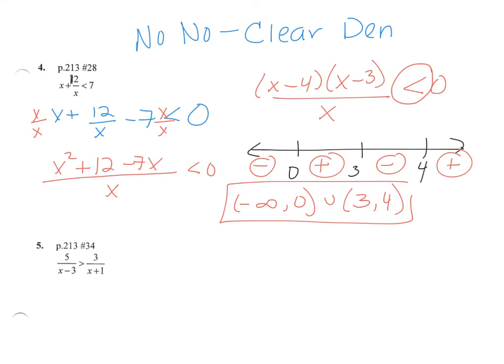All right, now you guys try number 5. Move over the 3 over x plus 1 first, get a common denominator, then go into your number line.